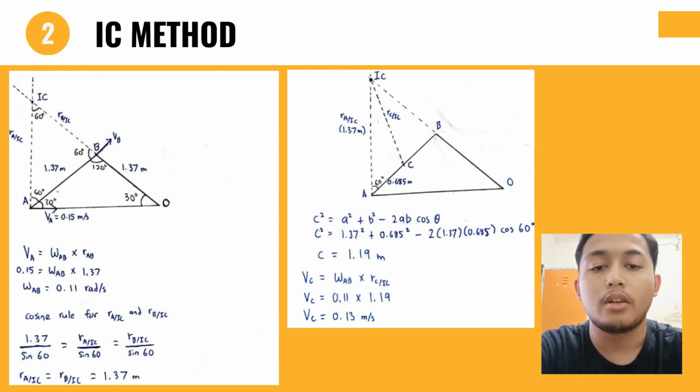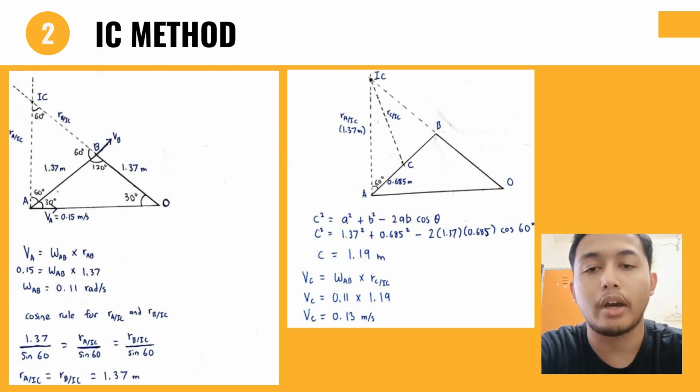MA22146. Today I will present to you about the IC method. First and foremost, to find the point of IC, we have to find the direction of the velocity of VA and VB, because from the direction of VA and VB, we can make a line that is 90 degrees from the direction to find the point of IC.